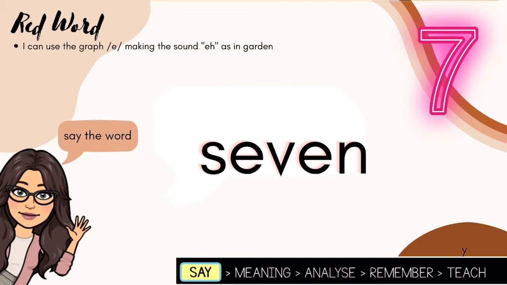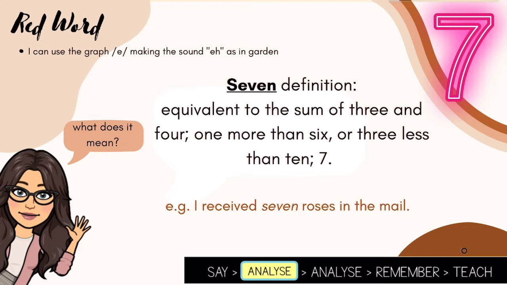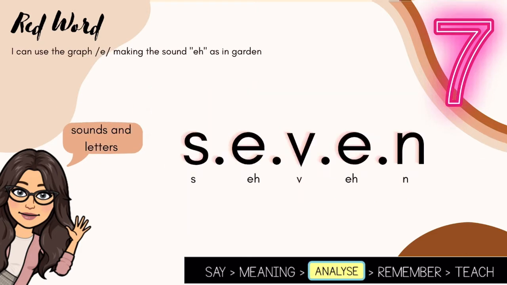The first word we'll be looking at today is the word seven. Can you please say the word seven? Seven is equivalent to the sum of 3 and 4, and it is also 1 more than 6, or 3 less than 10. So seven, as we all know, is a number. And the sentence I've put the word seven into is, I received 7 roses in the mail.